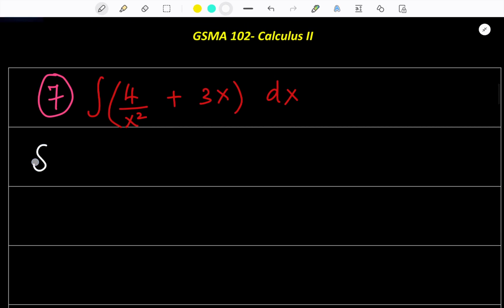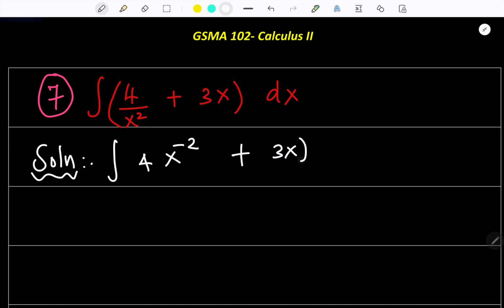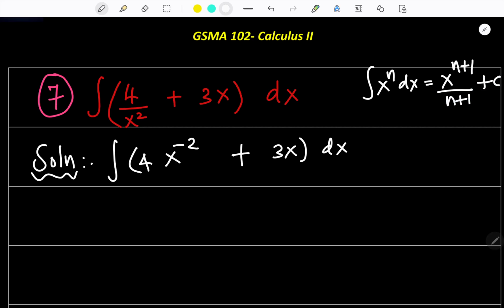The next question is x is in the down. Whenever x is in the denominator, please take it to the numerator. Then you start integrating. So this question you can write integral of 4x to the power of negative 2 plus 3x dx. The same idea, the integral of x power n dx is equal to x power n plus 1 divided by n plus 1, plus integrating constant c.